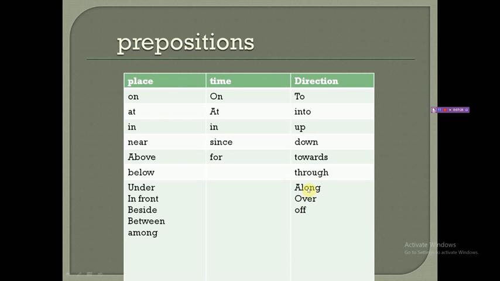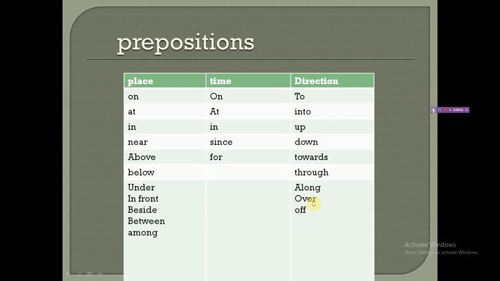Along. Along means beside, actually, in the same direction. For example, he is walking along the road, in the same direction as the road. And across means from this part of the road to that part. For example, he ran across the road. The child ran across the road from one part to the other.